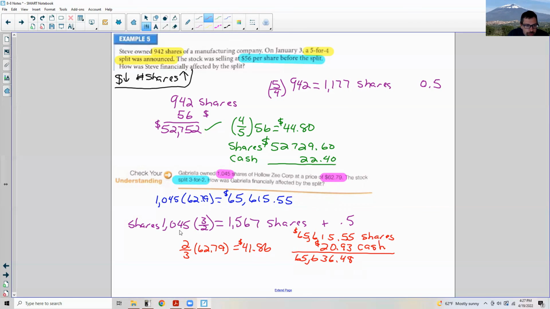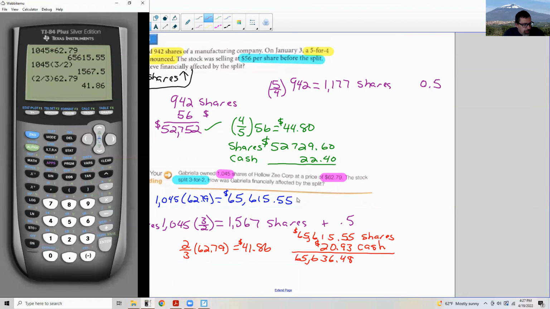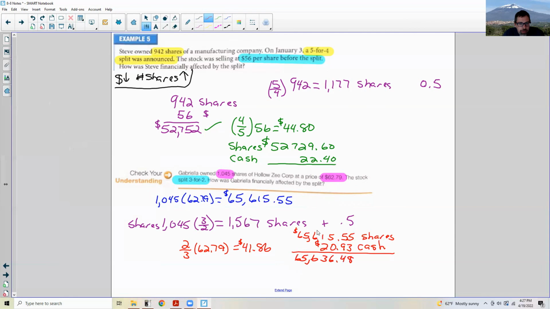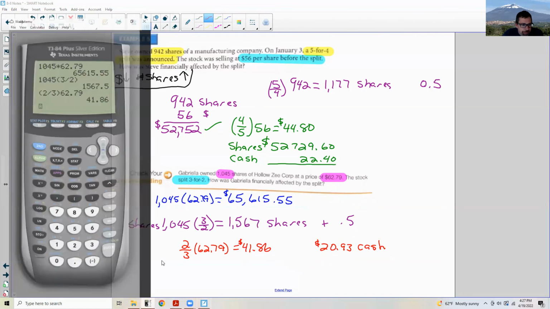Now we have 1,045 shares, or we had 1,045. Now we have 1,567 shares. Oh, I haven't done it yet. So 1,567 times 41.86. That's where I went wrong. So let me do an undo here. This amount here is what I have to figure, and I haven't done it yet.